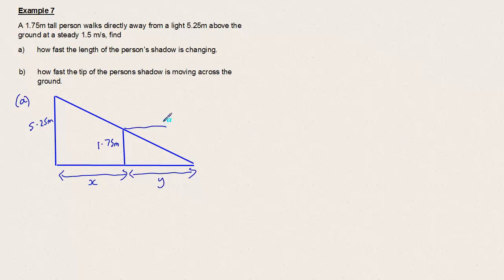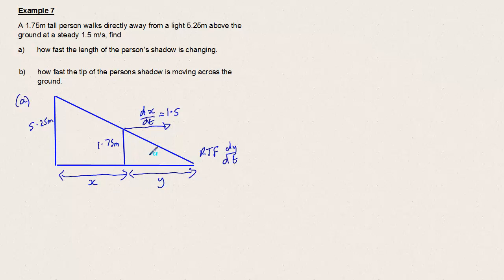We know that the person is moving directly away from the lamppost, and that would be therefore dx/dt, since x is the distance here. So dx/dt is 1.5. The length of the shadow is y, so we're required to find dy/dt. Now, to get a relationship between x and y here, we can use similar triangles.